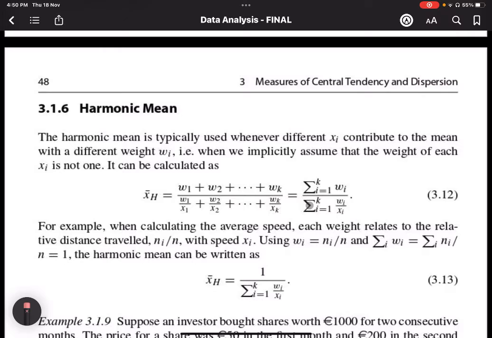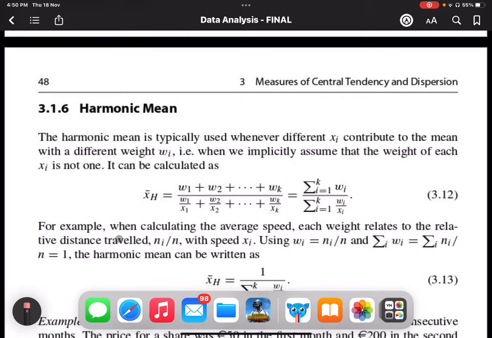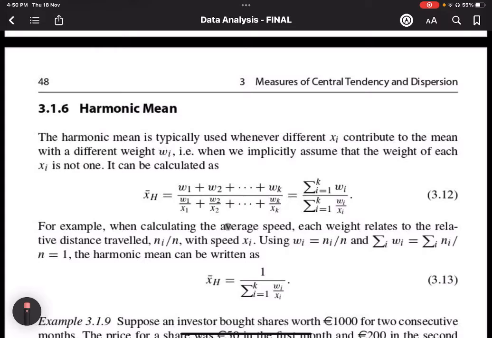Next, we go now with harmonic mean. Harmonic mean is typically used whenever different xi contribute to the mean with a different weight. So parang weighted average to, no? Bawat weight or bawat observation may kanya-kanya siyang factor. For example, when calculating the average speed, each weight relates to the relative distance traveled. Siyempre, magbabago yung distance mo every time na kukumputin mo yung specific speed niya for a certain location, or for a certain distance travel.